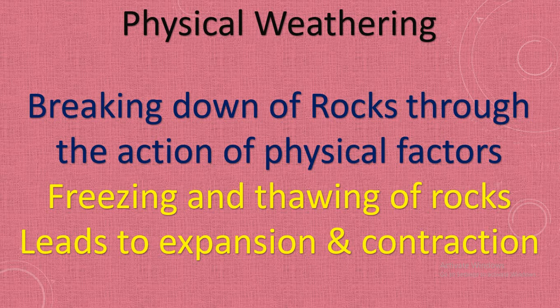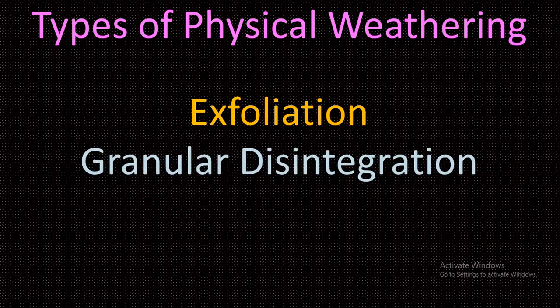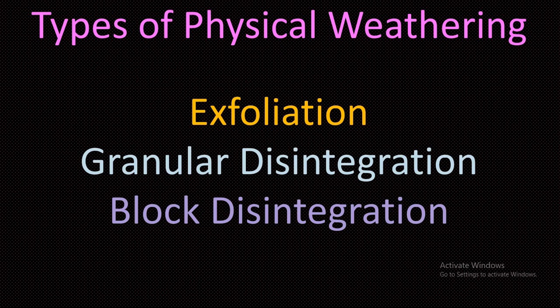So what do you mean by expansion and contraction? The rocks, due to this weathering, get expanded and break down, and due to the other means of physical weathering, they get contracted, closed, tightened up, and break down. This is what physical weathering is. So the cracks that are formed lead to disintegration eventually. Here we are going to see the other types of physical weathering, that is exfoliation, granular disintegration and block disintegration.